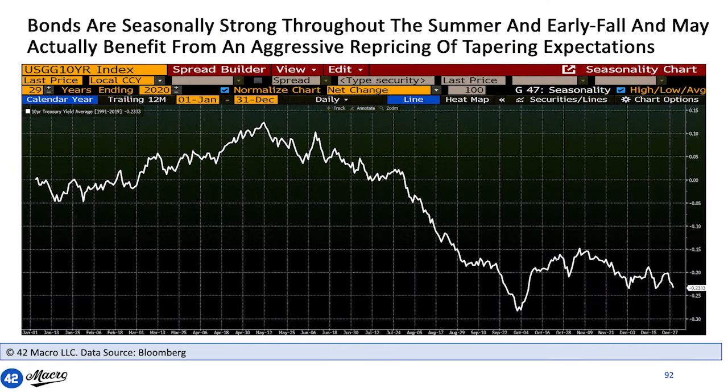Looking at slide 92, in terms of what all that money could chase, and I would argue it's arguably chased it to some degree already, bonds are seasonally strong throughout the summer and early fall, and they actually benefit from an aggressive repricing and tapering expectation. So let me walk you through what I mean by that.